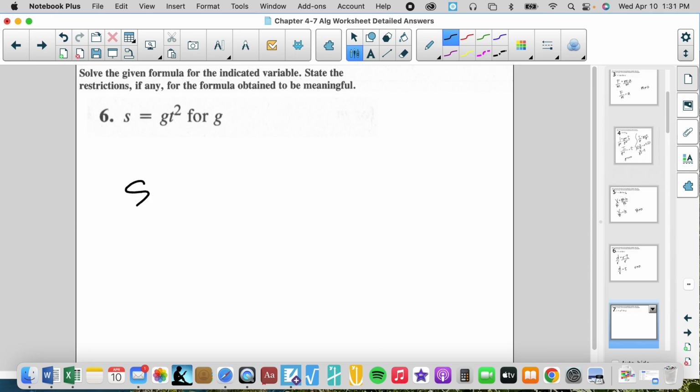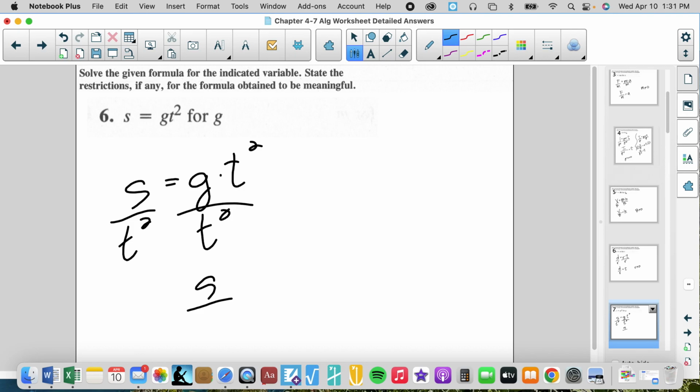I don't know what this formula is. S equals G times T squared. Gravity times time squared equals, I don't know. I don't know that one. It might not be even anything. We're going to divide both sides by t squared because we want to get g by itself. S divided by t squared equals g, where t cannot equal 0.